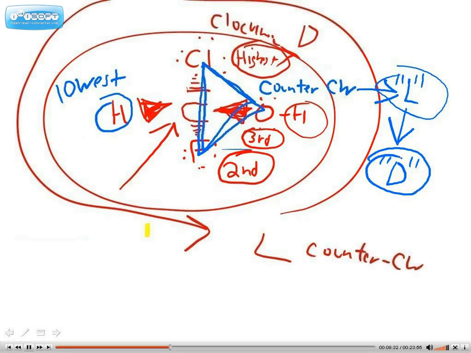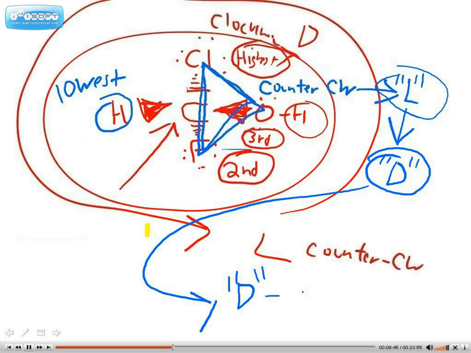So in this case, this would be the proper labeling of our enantiomer. This is a D enantiomer.